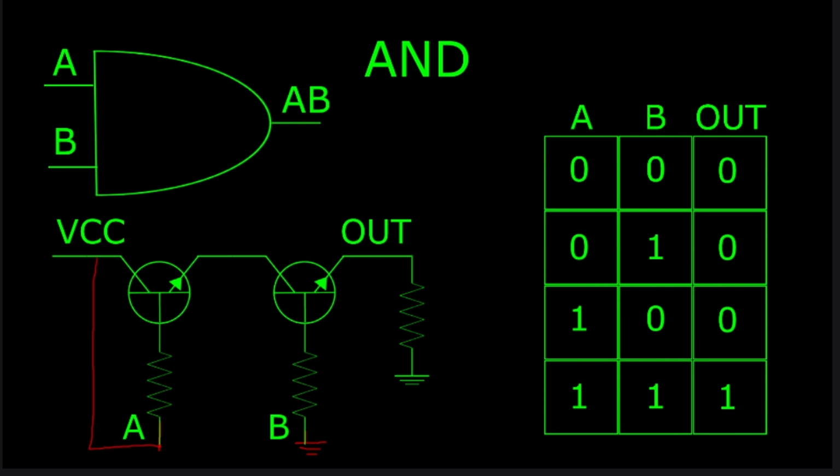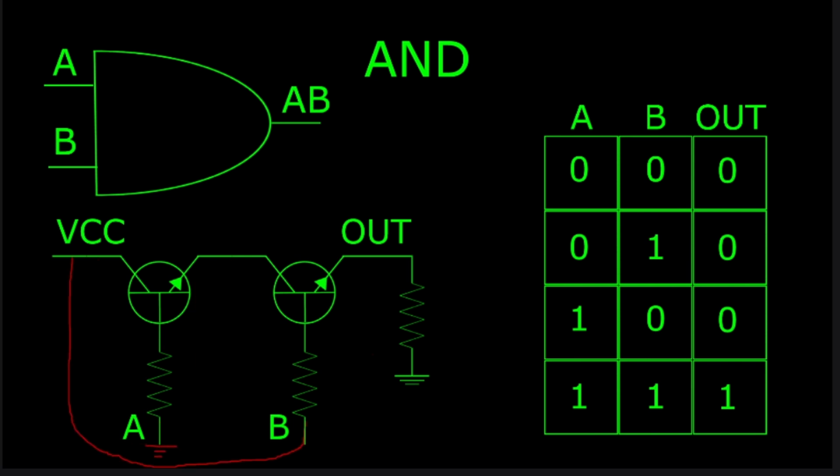Even if we give a high signal to just one of the base terminals, we'll find that our output will still be off. This is because our transistor with a low signal is still off, and this high resistance makes it impossible for our high signal at A to make it through.